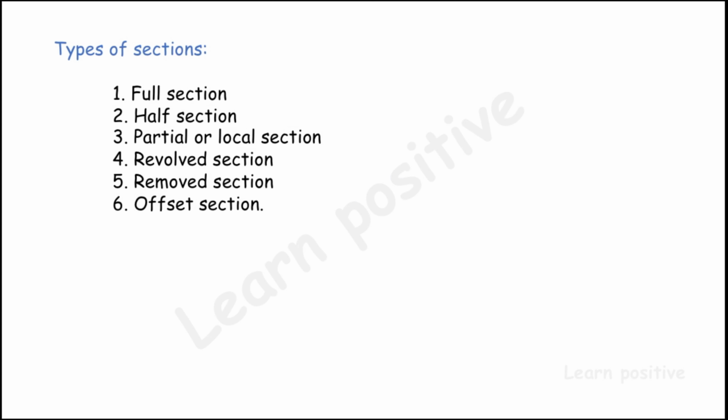Now I am going to give a definition for each. In a full section, we cut the entire object into 2 pieces. This is called full section. Half section means we cut a quarter part of the object. In a partial or local section, we cut and remove only the part where we particularly need. So it is called partial section or local section.